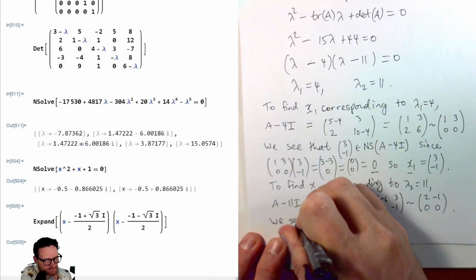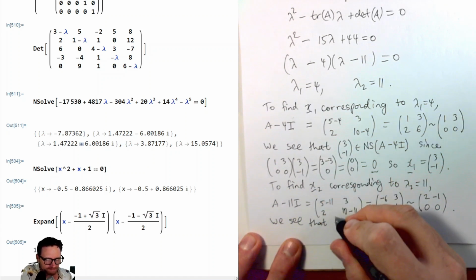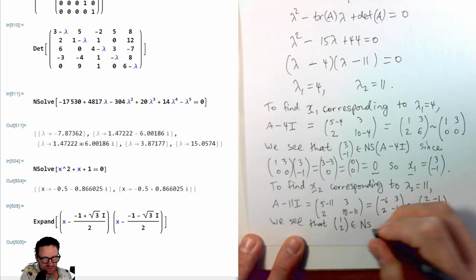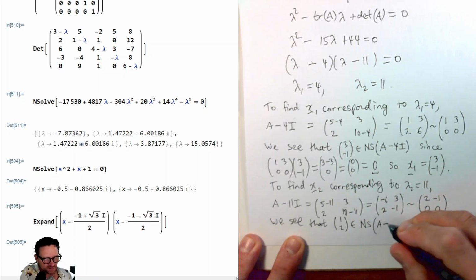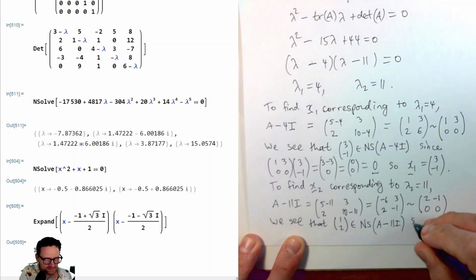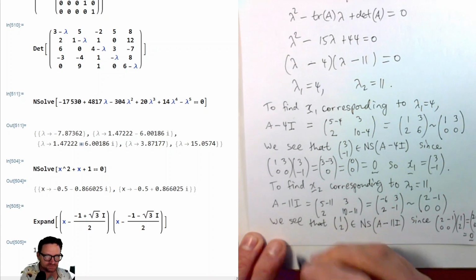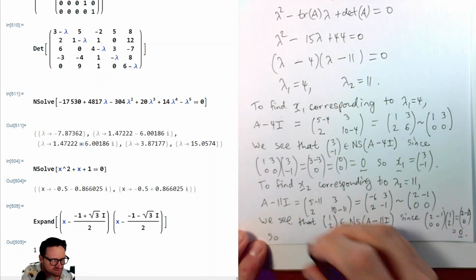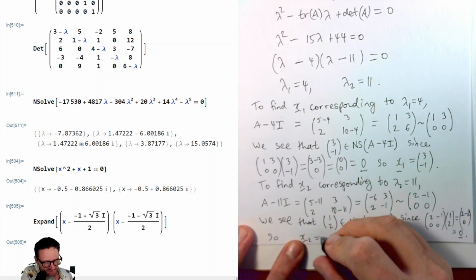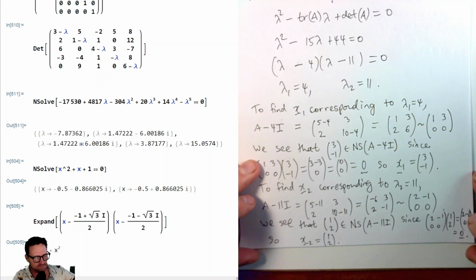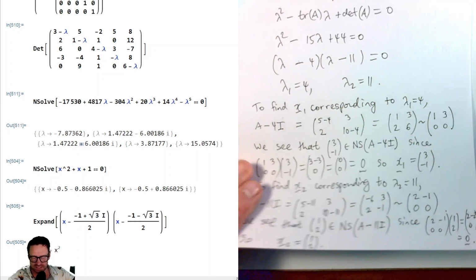Okay, so we see that the vector 1, 2 is an element of the null space of A minus 11I, since 2, minus 1, 0, 0 times 1, 2 gives us 2 minus 2 and 0, which is the 0 vector. So we put x2 is equal to the vector 1, 2. But any multiple of this would be fine. All right, let's move on to the next page.